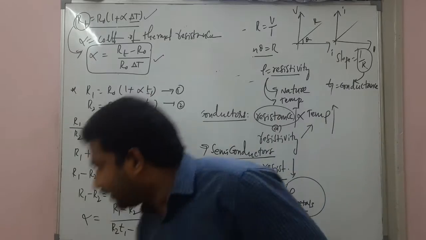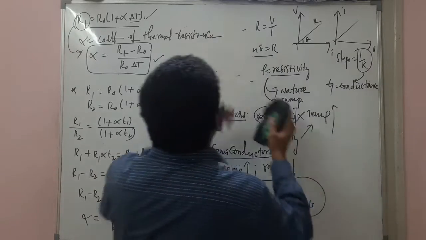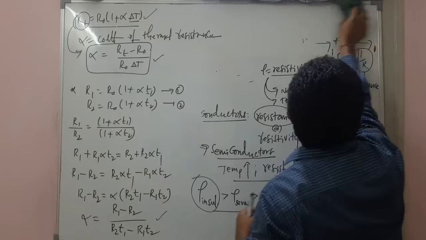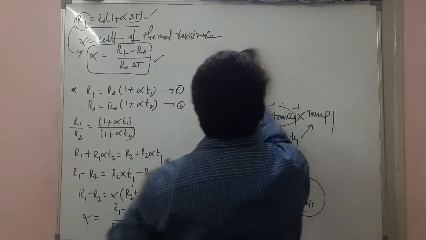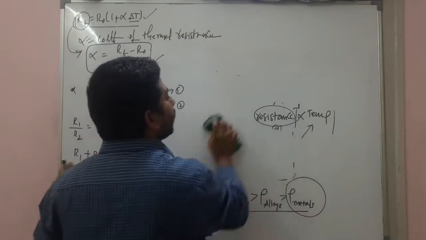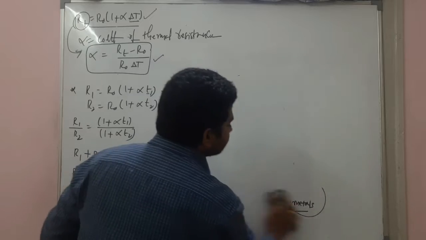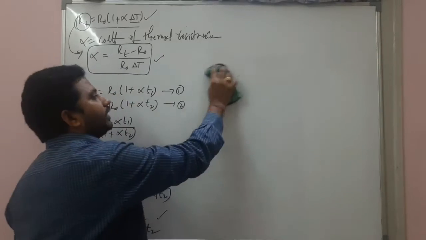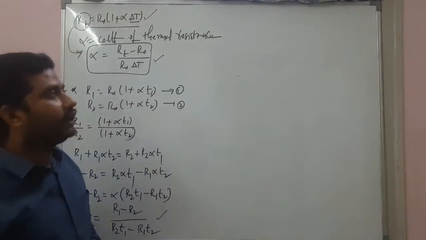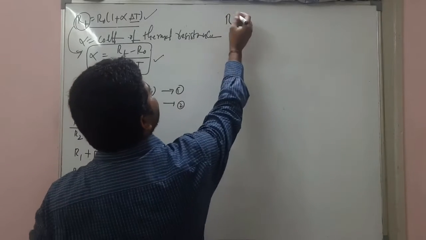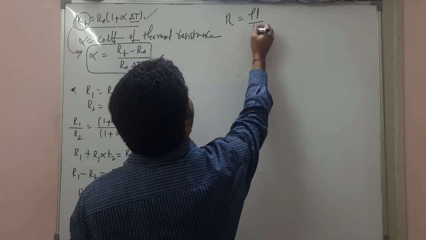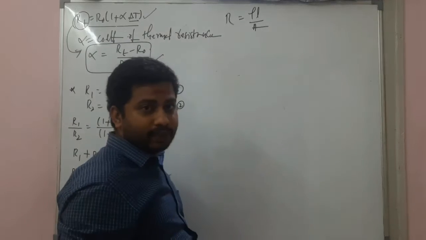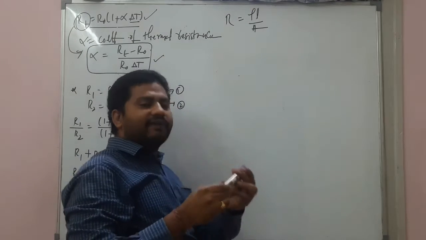Now, the point is resistance here I have given. Resistance is depending on length and area of cross section. How it depends on length and area of cross section we'll be doing right now, students. Okay, now have a look at it. Resistance is equal to rho L by A. For example, there is a wire. I have a wire like this.